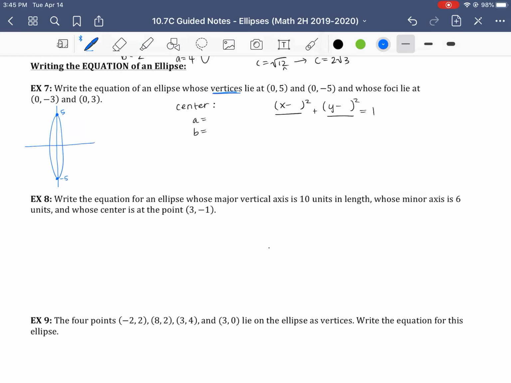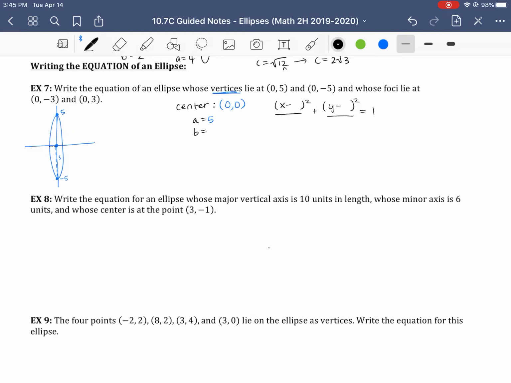Now notice those are 10 units apart. So if I were to draw this right here, it looks like my center is there at (0, 0). So this one's kind of nice. We've got our center at (0, 0). And if you look at that, the major axis is 10 units long, which means my a value, which is just half of that, would be 5. So I'm going to go ahead and write a is equal to 5.